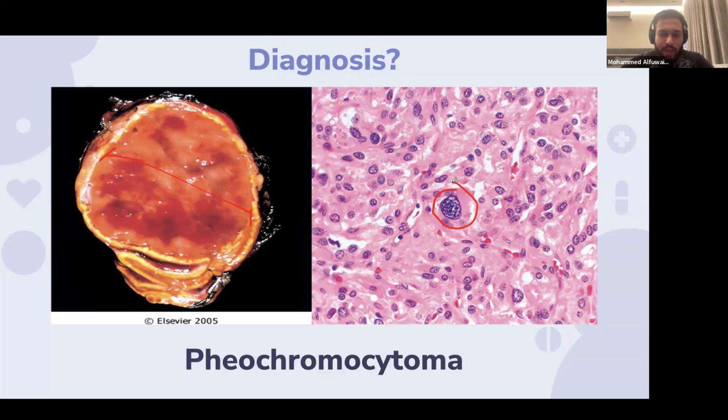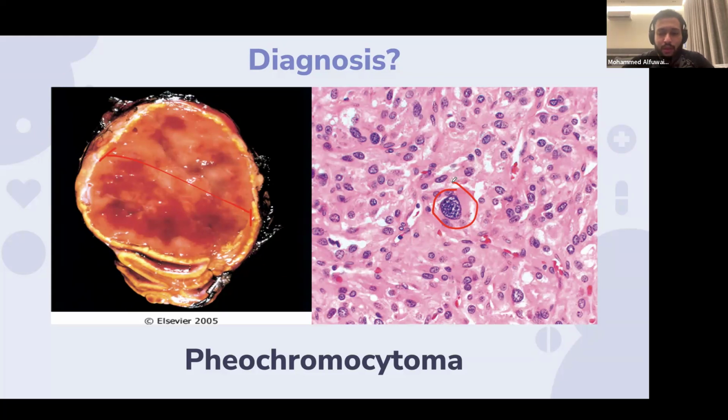Okay. That thing in the middle is Zellballen nests. Remember that term, okay? Now, how do you manage patients with pheochromocytoma? It's surgery. However, there's a step you do before the surgery. You need to give them alpha blocker, then beta blocker, and do the surgery.